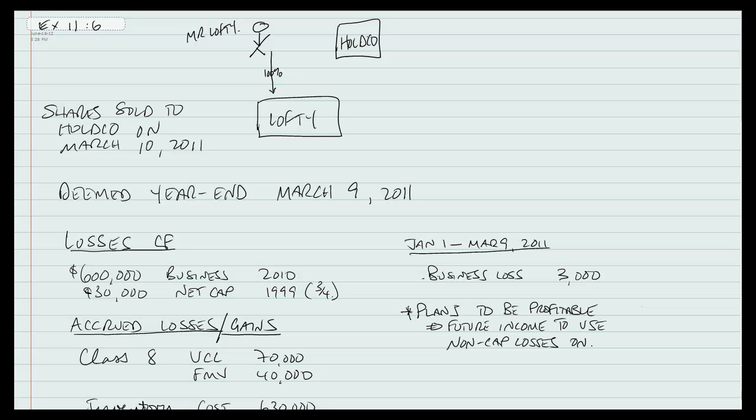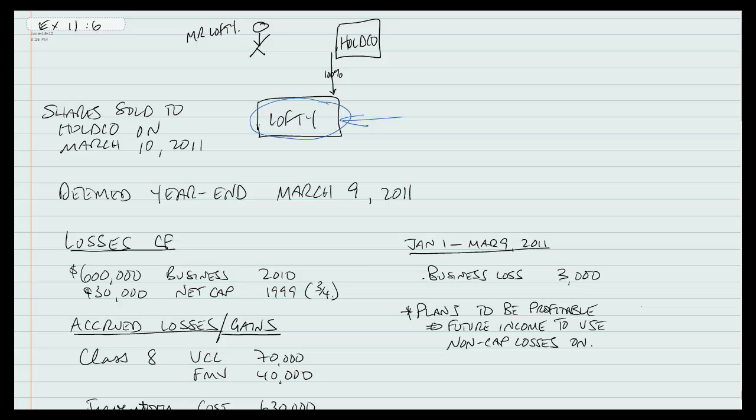So what we have is a scenario where we have an acquisition of control where Holdco acquires 100% of the shares from Mr. Lofty. Actually, the question doesn't tell us who he acquires them from, but we do know that Holdco acquires 100% of the shares of Lofty. And Lofty is, just to be clear, our taxpayer. This is the company for which we are doing the tax returns and everything else.